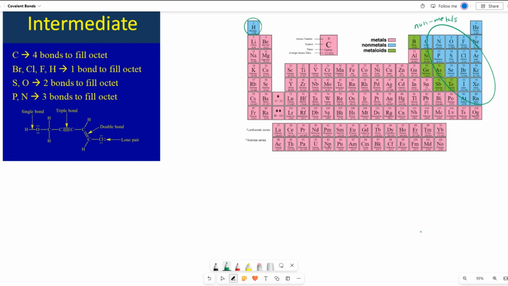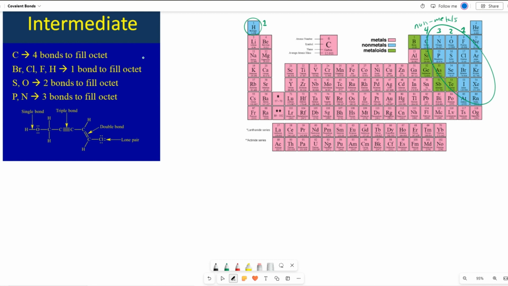And I put a little review over here on the side of how many bonds the most common elements that undergo covalent bonding make. So carbon's going to want to make 4 bonds, so I'll put a 4 up there for carbon. And then bromine, chlorine, fluorine, and hydrogen, they all want to make 1 bond. Sulfur and oxygen want to make 2 bonds, and nitrogen and phosphorus want to make 3 bonds.